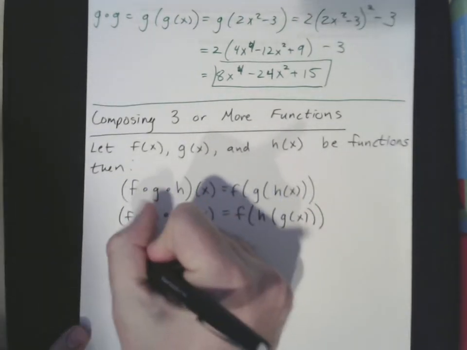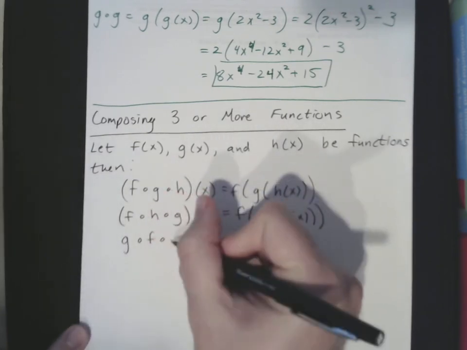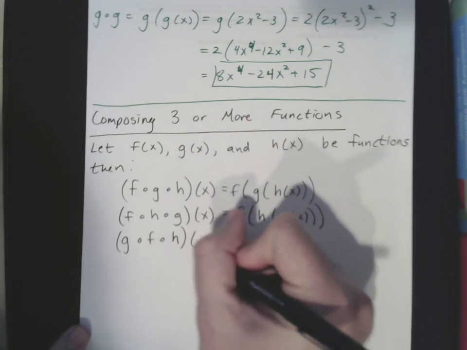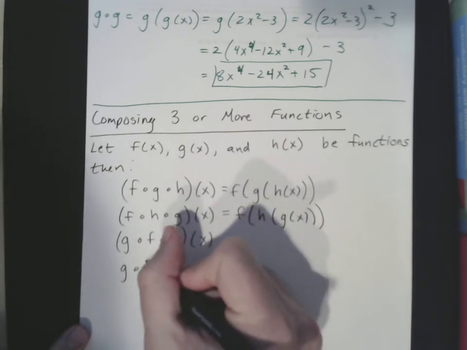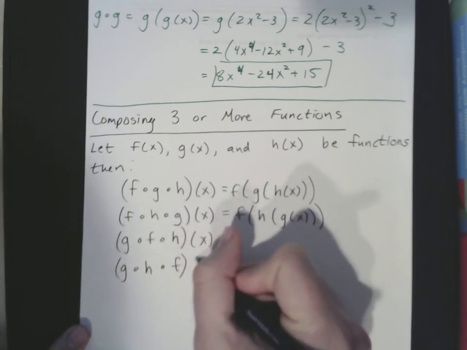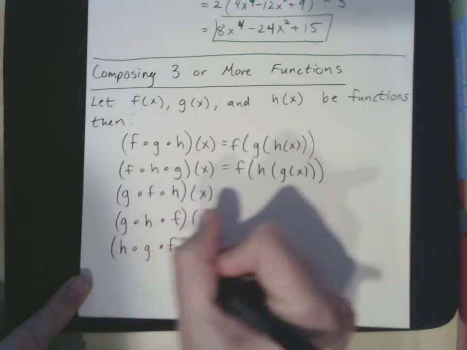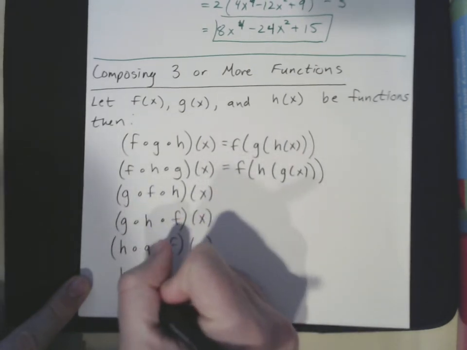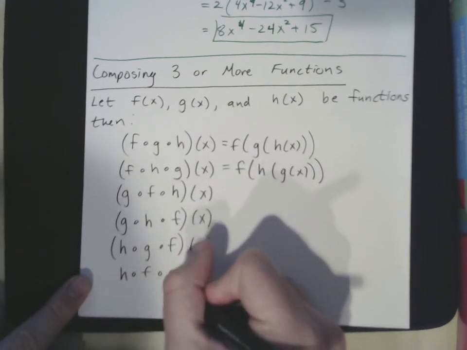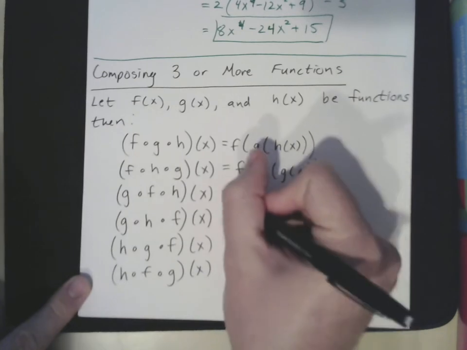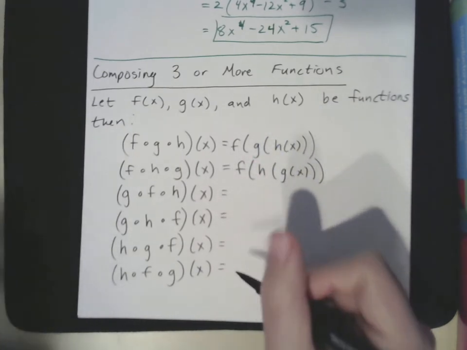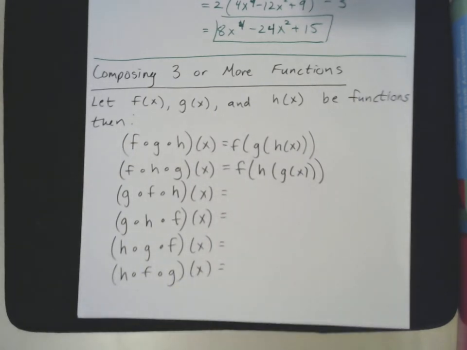So we could do g circle f circle h of x. We could do g circle h circle f of x, and we could do h circle g circle f of x, and h circle f circle g of x. So we have the format here, so try and fill out the rest of these four on your own. So pause the video real quick, then just see if you can write it out in the right form. And I will go over them now.